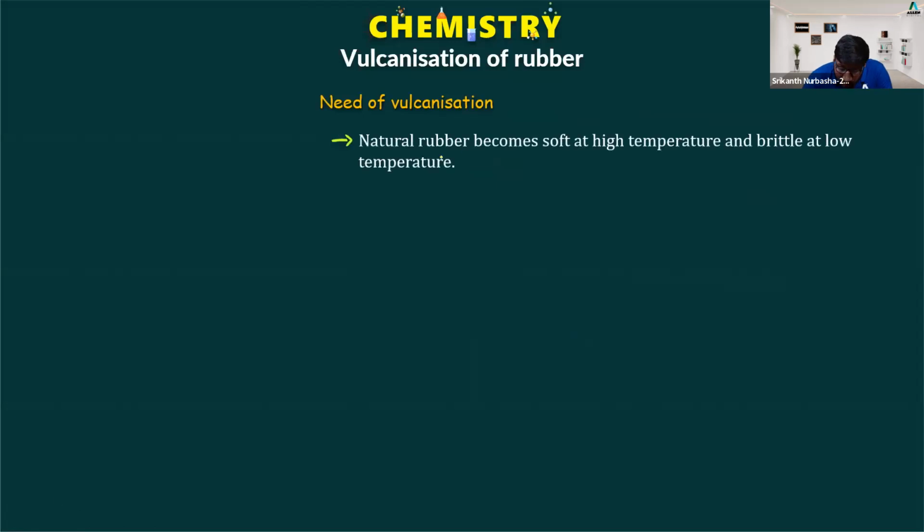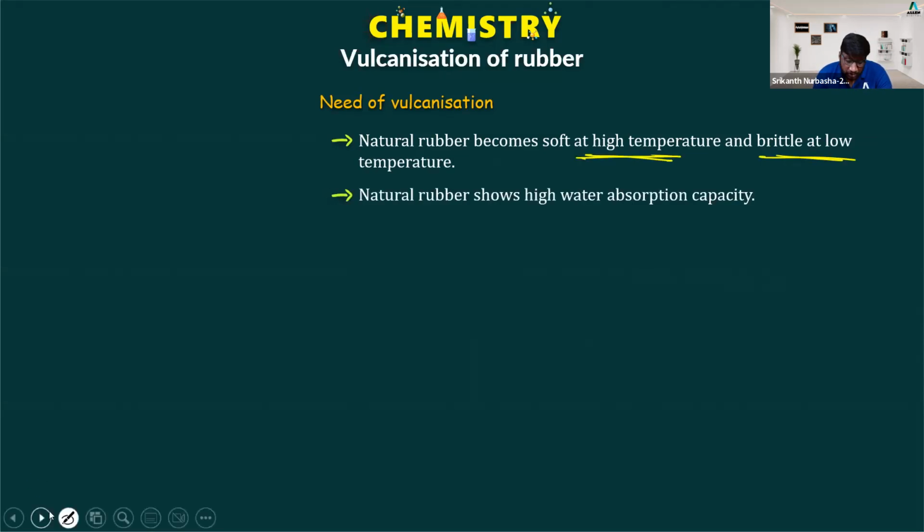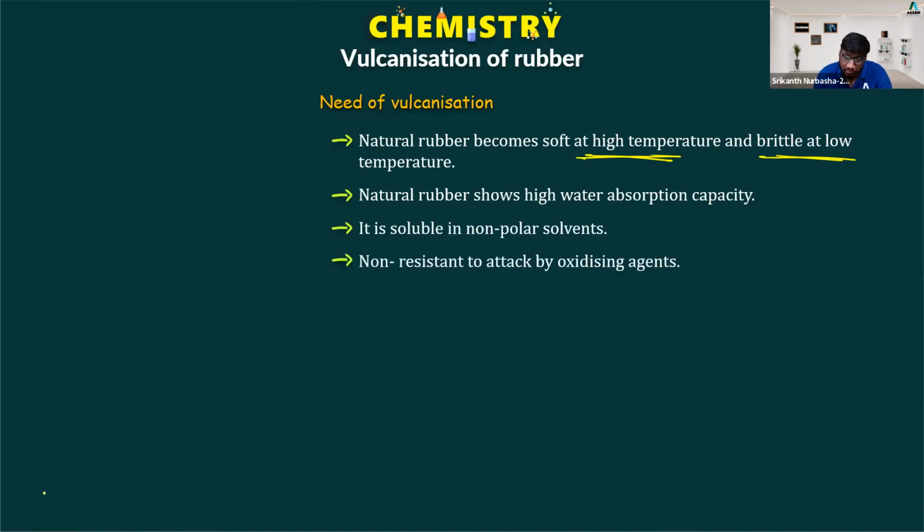The need for vulcanization: natural rubber becomes soft at high temperature and brittle at low temperatures. Natural rubber shows high water absorption capacity. It is soluble in non-polar solvents because like dissolves in like. And it is non-resistant to attack by oxidizing agents.